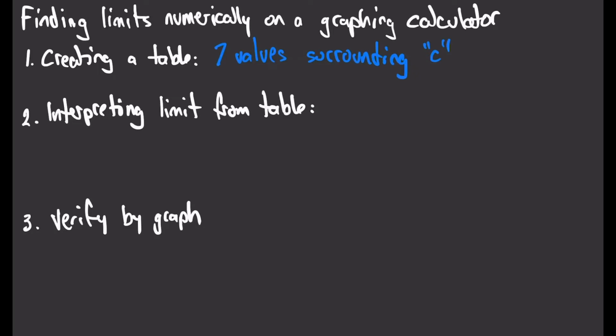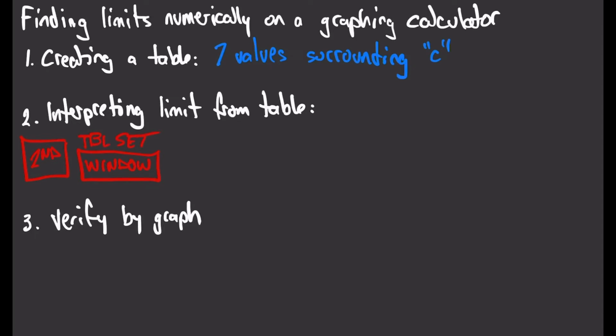Interpreting the limit from the table. So this is going to be the new part here. I can't show you this unfortunately, because I don't have a calculator emulator. What you're going to do is set up your table so that you can manually input the independent variable. The way you're going to do that is hit your second function, and then window, because really you're not using the window. What is up above it is the table set.